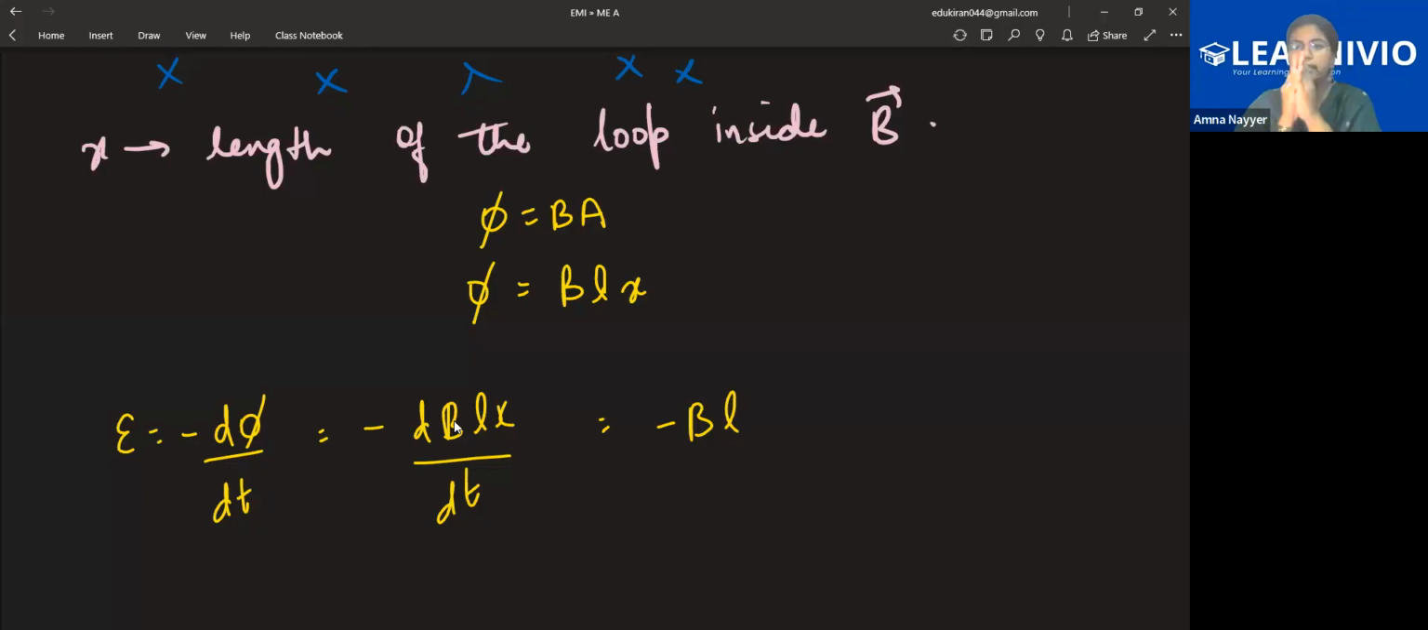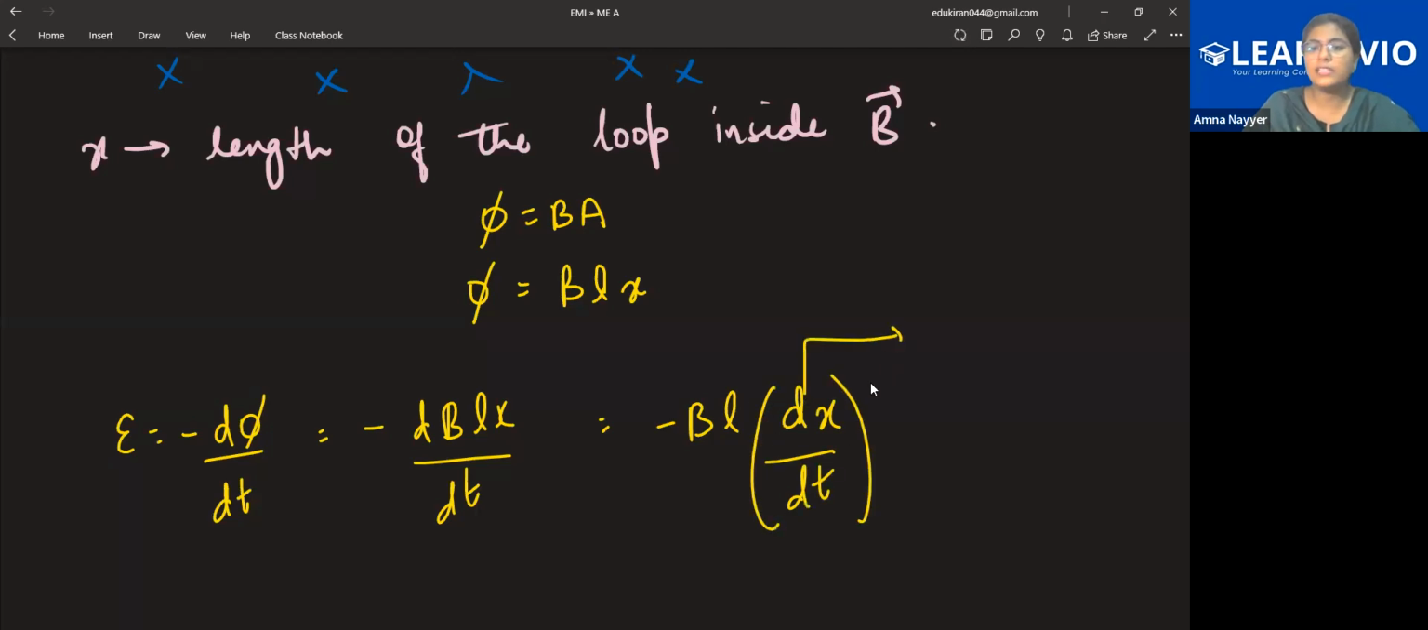x will change, because this is the rod, and if we are moving it, the value of x can change. The length will remain fixed. And what are we left with? dx over dt. So see, what is dx over dt?